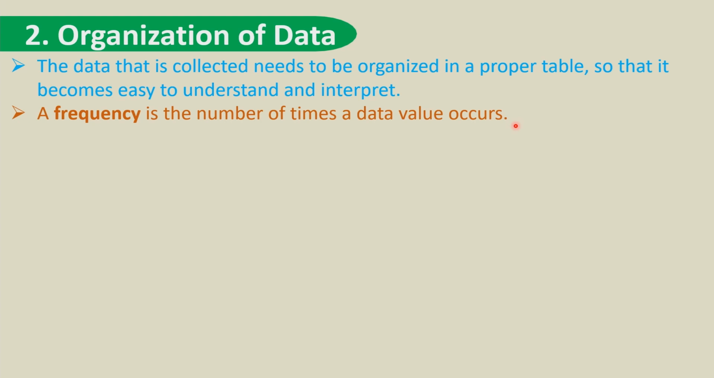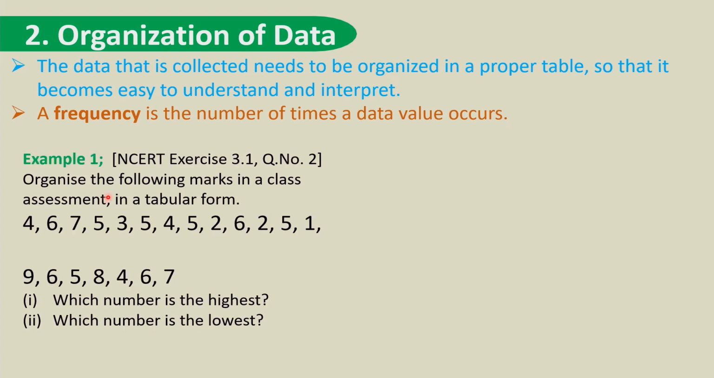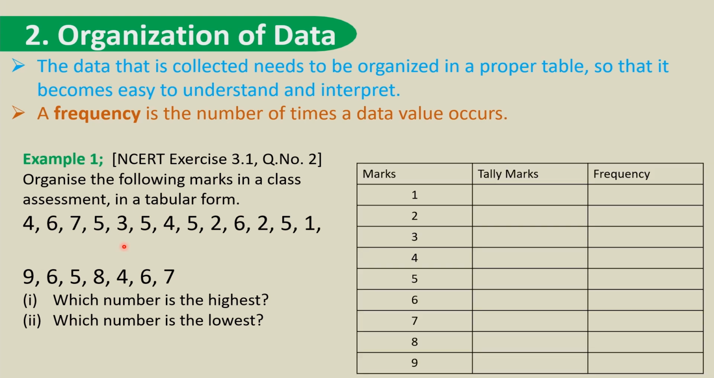Let's take an example from the exercise to understand this. Exercise 3.1, question number 2. Organize the following marks in a class assessment in a tabular form. These are the marks secured by 20 students. Clear? So first let's organize in a tabular form. For that, draw a table with 3 columns and arrange the marks in increasing, ascending order from 1 to 9. The smallest value is 1, the next 2, 3, 4, 5, 6, 7, 8, 9. So just arrange in ascending order.